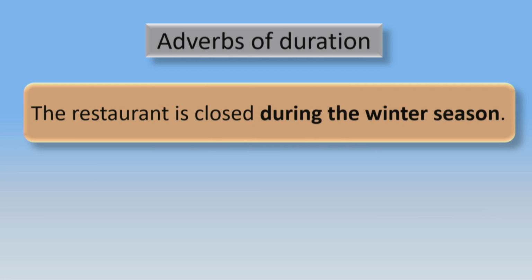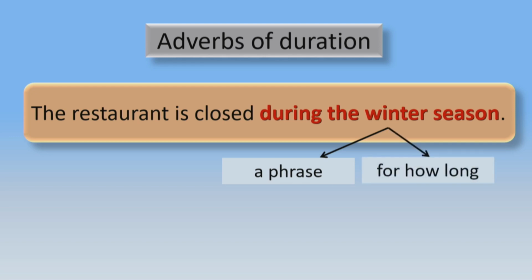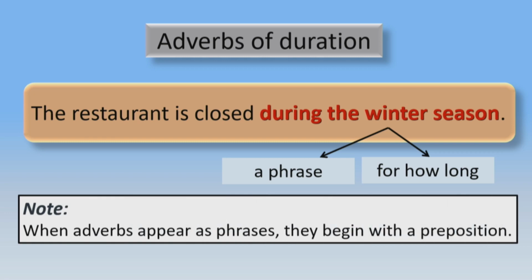The restaurant is closed during the winter season. During the winter season is an adverb of duration in this sentence. It is a phrase. It explains for how long the restaurant remains closed every winter season. Note that when adverbs appear as phrases, they begin with a preposition. In this example, the preposition is during.